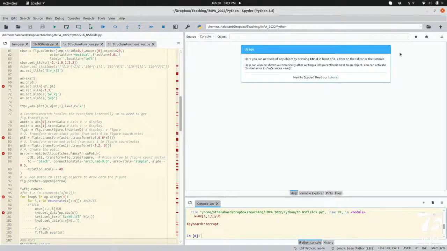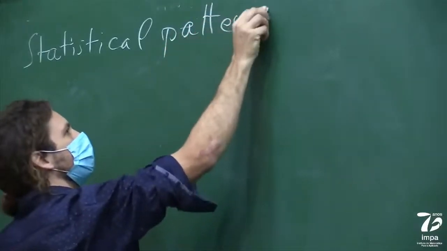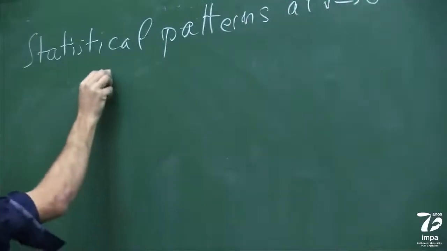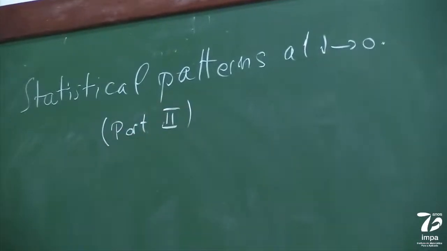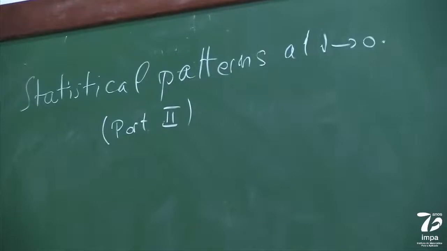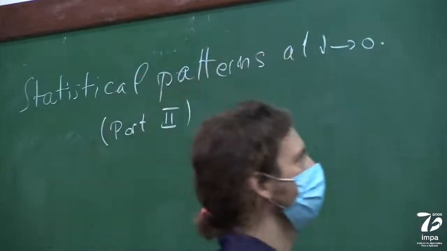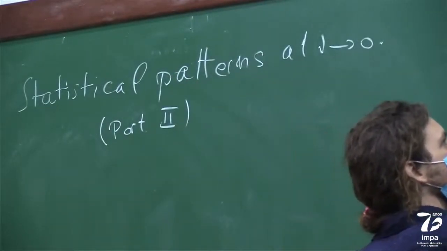Today the lecture is about, again, statistical patterns of turbulence. It's the second part, a follow-up to yesterday's lecture. And just to remind you of the setting, yesterday we were dealing with the Navier-Stokes equation.